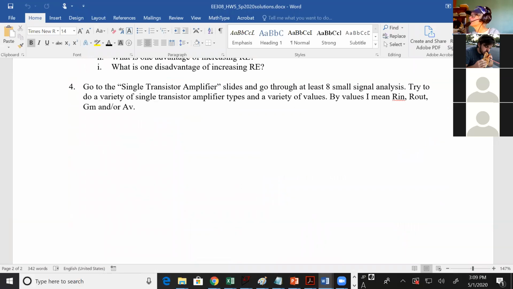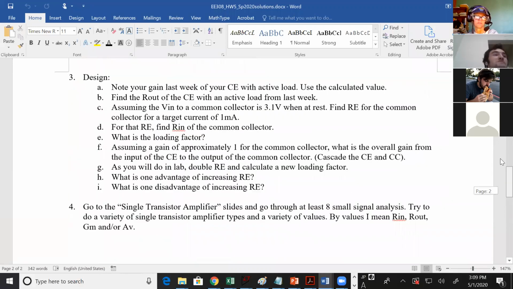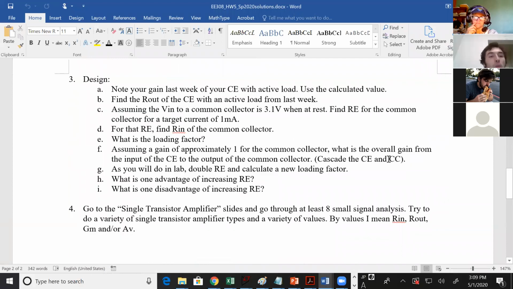Any other questions on the homework? Yeah, I had another question for part B of number 3. We got an equation for R out that boiled down to little r_o of the PNP and the NPN in parallel, right? Yep, perfect. And for calculating the little r_o, are we supposed to use the Early voltage over the current I_C? Exactly.